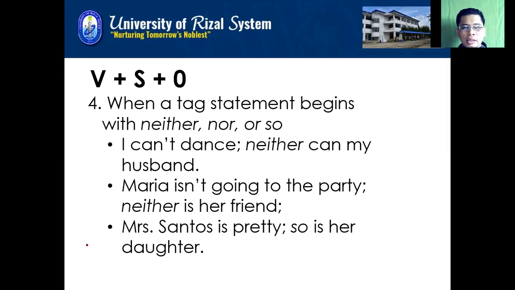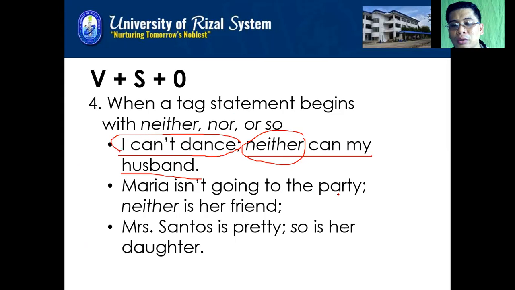Another. You can use a tag statement beginning with neither, nor, or so if you are using a compound statement. In our examples here, we're using a compound sentence. I can't dance. That's the first clause. Neither can my husband. The pattern that we're focusing on here is the second clause. Neither can my husband. Neither is placed at the beginning of the clause. Still a VSO pattern. Although if we look at this pattern, it follows the SIV pattern plus the VSO pattern.